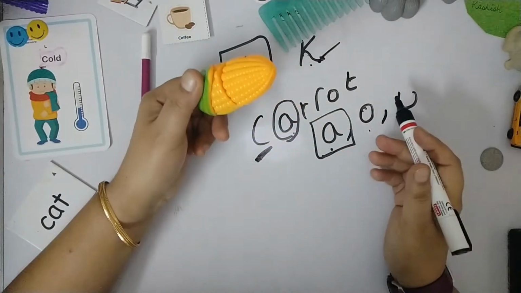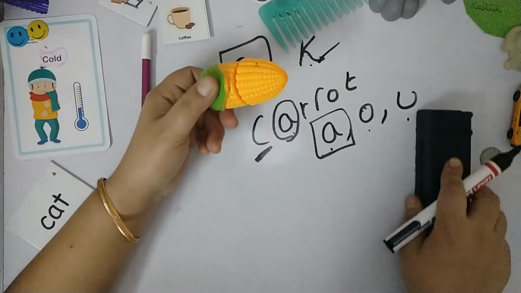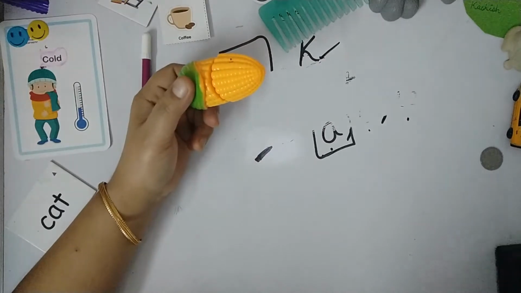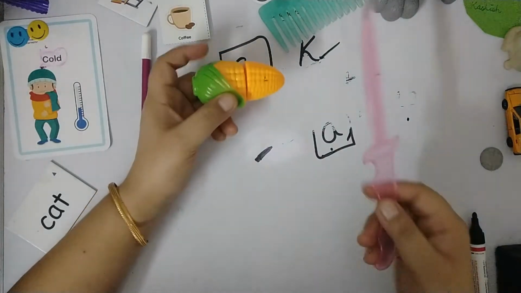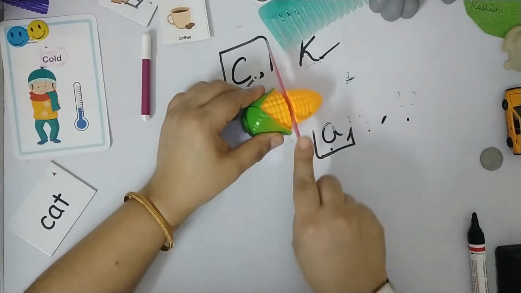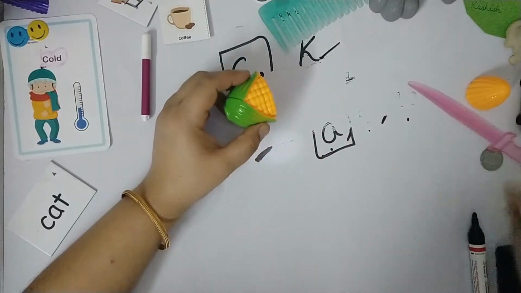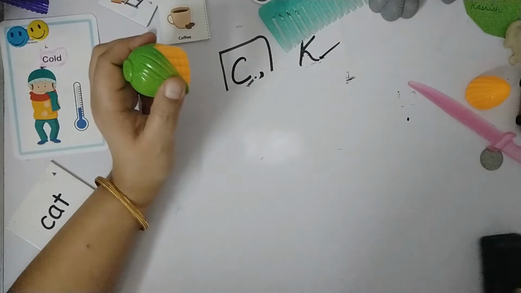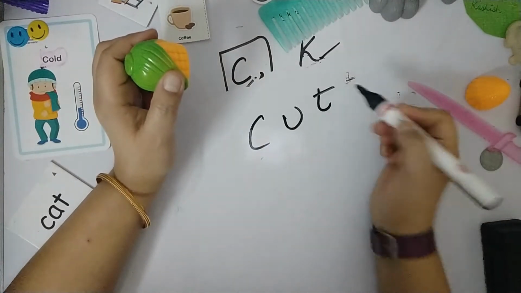Then again, now we want to give this corn also to the cat. Cat wants to eat corn. But we need to cut this first, right? So for cutting, what will we use? We'll use a knife for cutting. The child loves to cut like this. So we want to cut it. Again, you can ask the child, what are we doing now? We are cutting, C-U-T, cut.